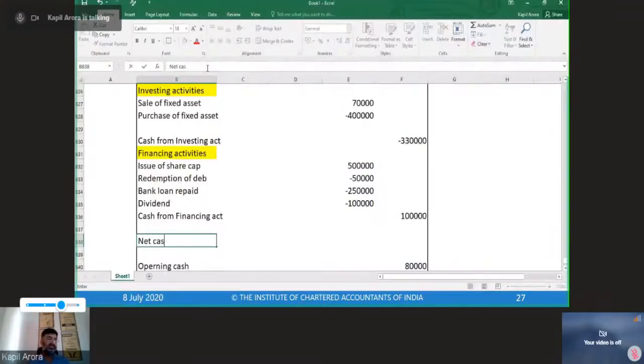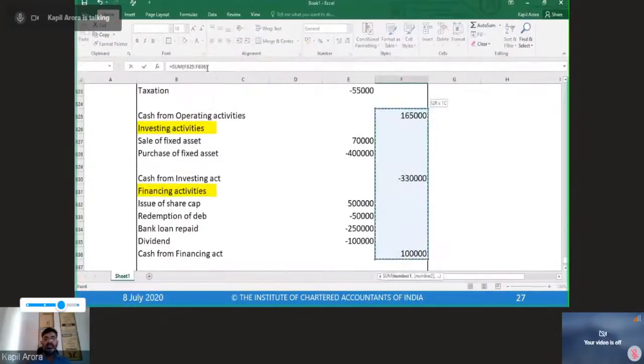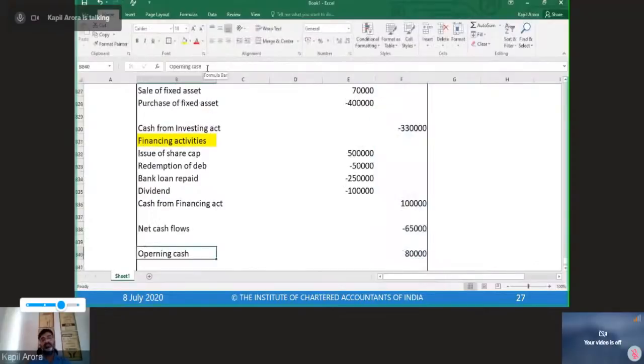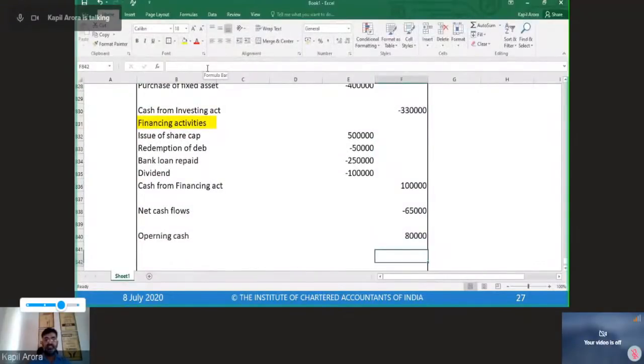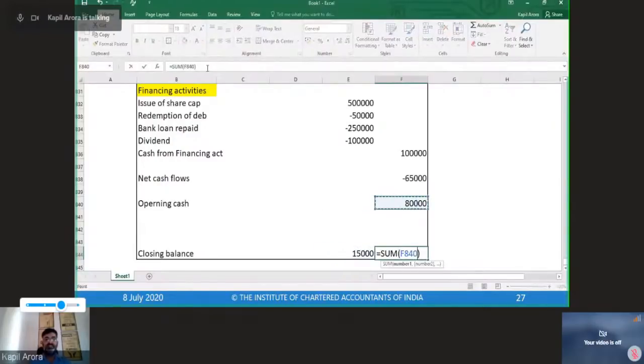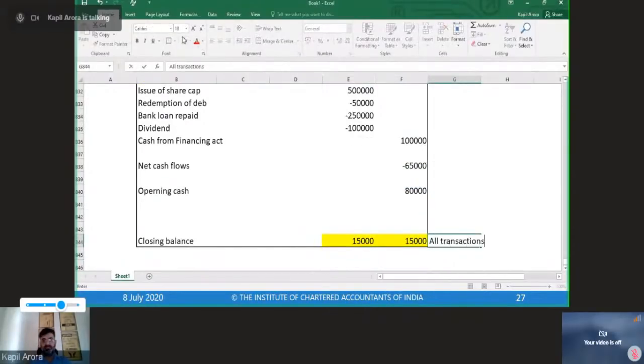And opening cash is 80,000. So what is the closing cash? Closing would be opening 80 minus 65, it should come to 15. If this matches with the closing balance, it means all transactions are recorded fine. That's how we prepare our cash flow statement.